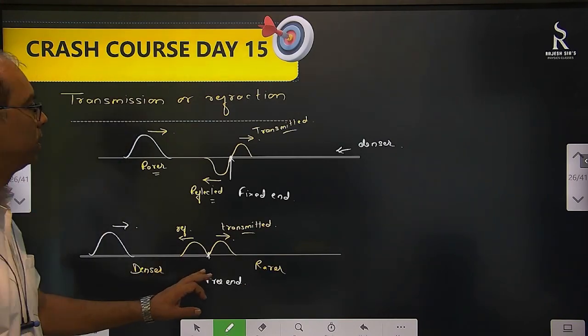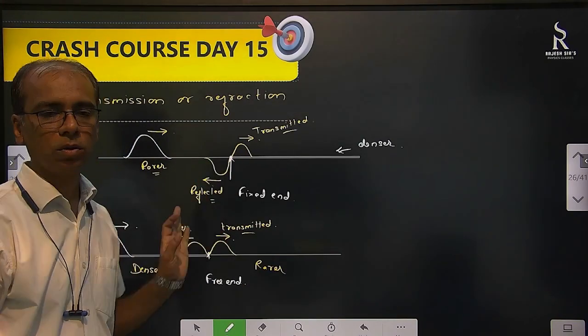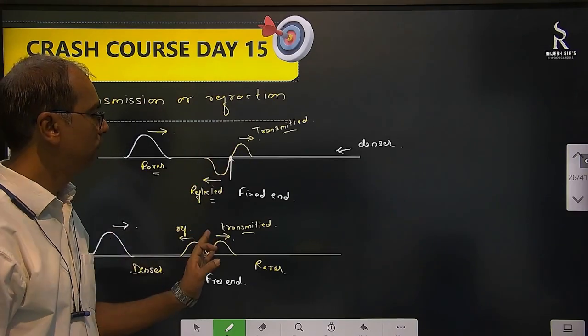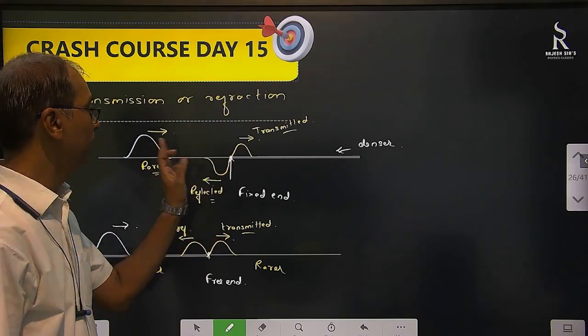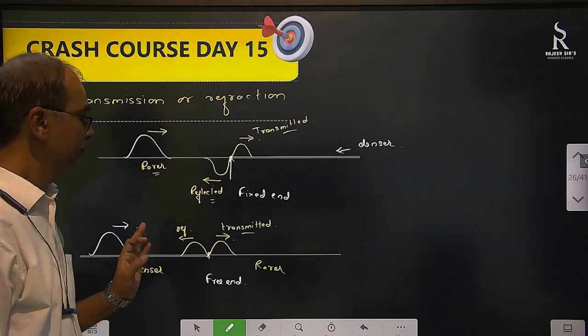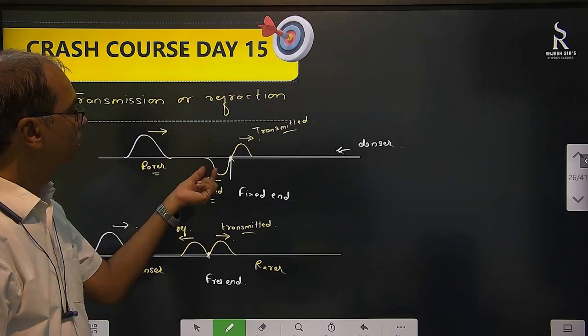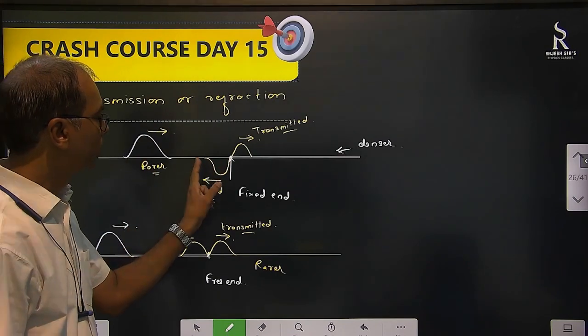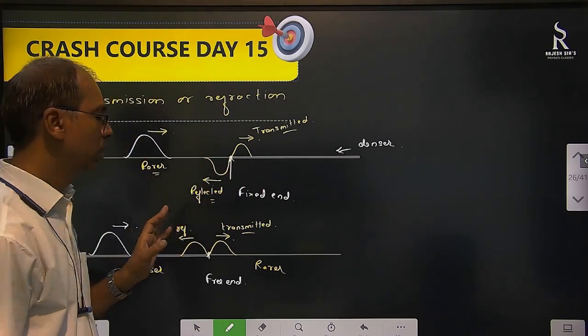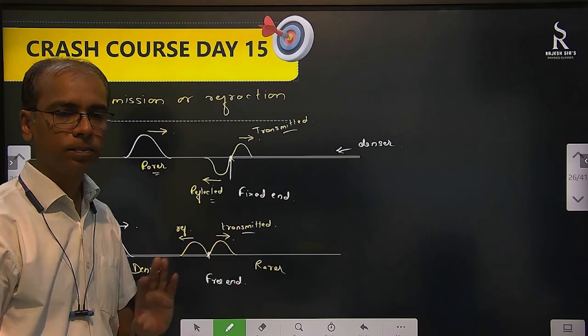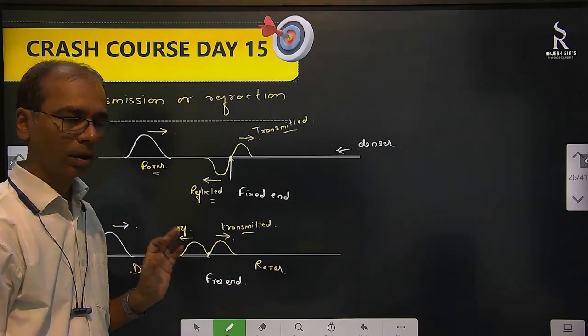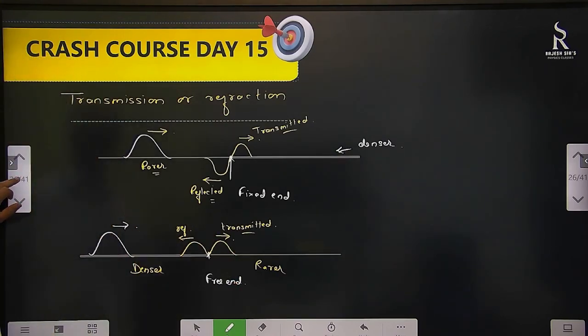For the transmitted one, in both cases there is no phase difference, the same phase as the incident one. Here also same, here also same. But for the reflected wave, there is a phase change of 180 degrees if you are moving from rarer to denser medium. But if you are moving from denser to rarer, no change in phase.